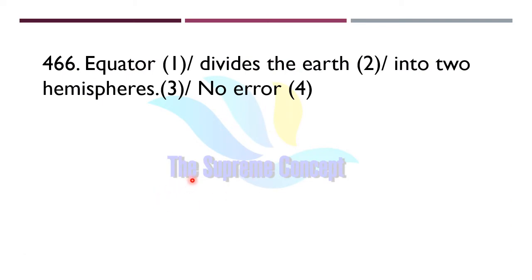Alright, so we have covered up to 465 questions. We will continue with question number 466. This question says, equator divides the earth into two hemispheres. Now just give it a pause and mark your answer. Find out where the actual error lies.